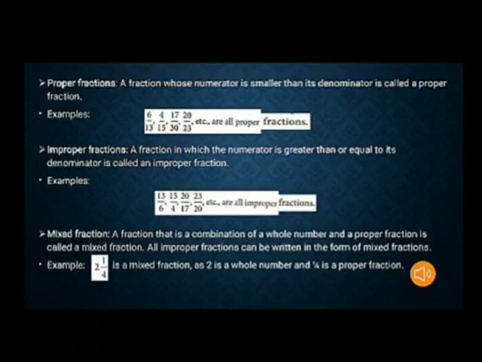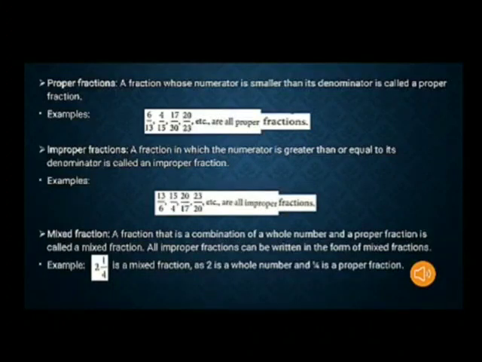Next is improper fraction. A fraction in which the numerator is greater than or equal to its denominator is called an improper fraction. For example, 13 upon 6, 15 upon 4, 20 upon 17, 23 upon 20, etc. are all improper fractions.